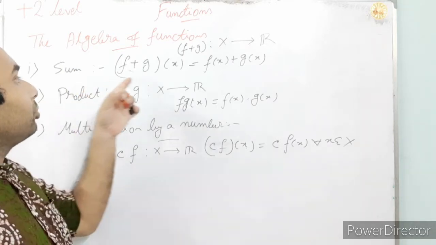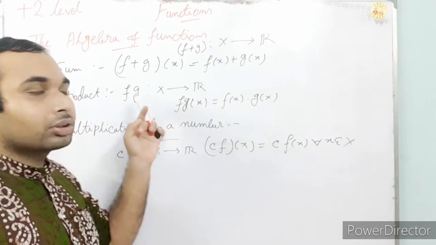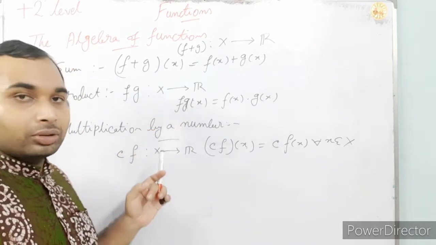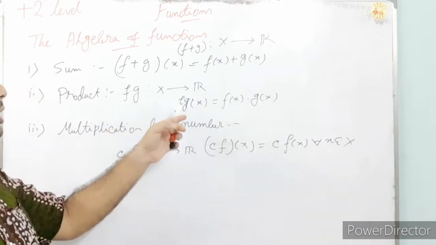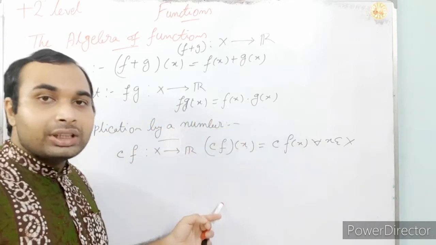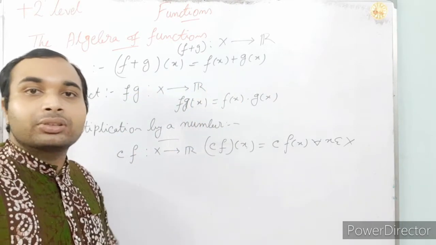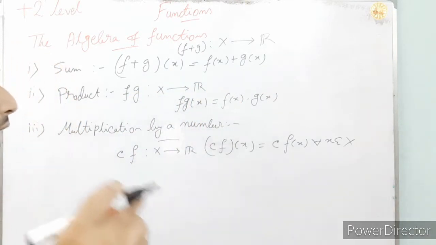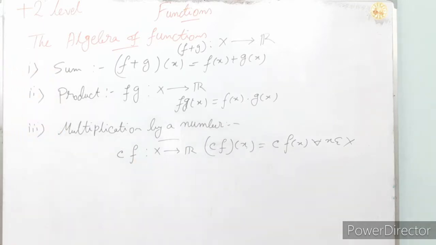Here sum also covers subtraction, and product also covers division, or quotient. For the quotient it will be (f by g)(x), that is f(x) by g(x), and for (f minus g)(x) it will be f(x) minus g(x). Very easy, and some short sums, 1 or 2 marks questions, can come from this concept.